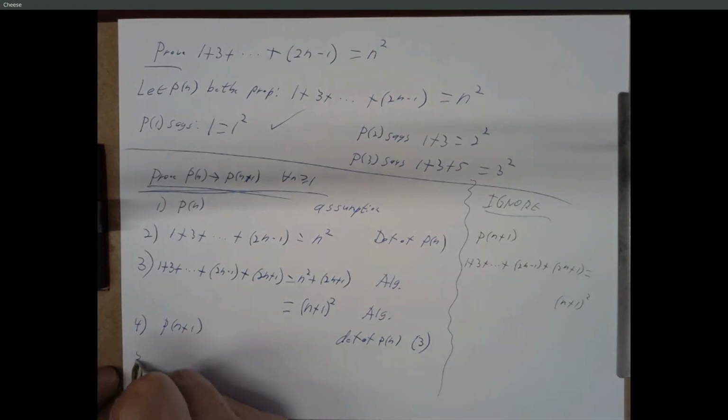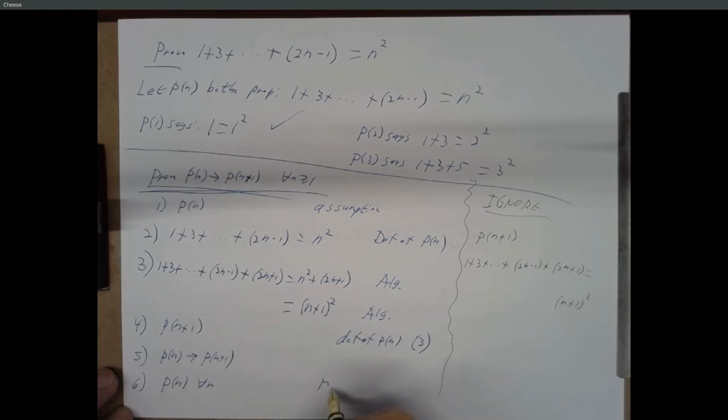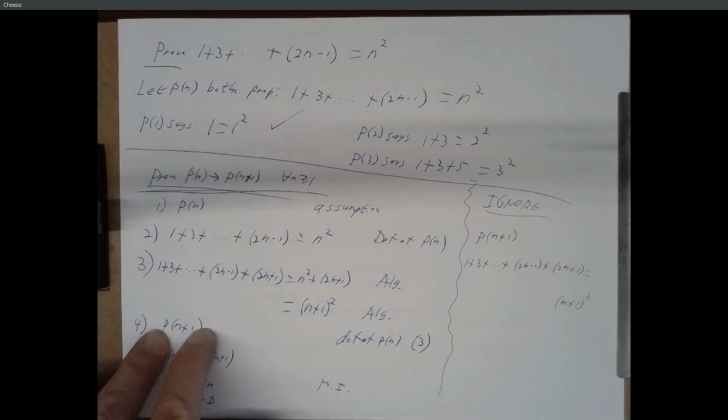So now you can drive it home. P of n implies P of n plus 1. And then P of n for all n, and that's mathematical induction, and then throw on your QED. Don't just stop here, right? Because you've taken the reader up to the punch line. Hit them with the punch line.